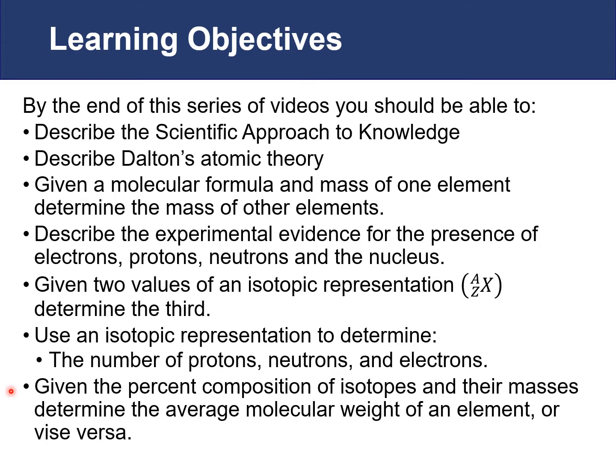Given the percent composition of a series of isotopes and their masses, determine the average molecular weight for an element, or vice versa. So that means you'd be given some of this information and asked for the missing values.